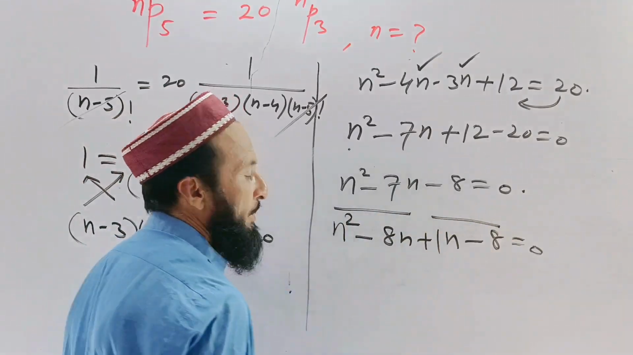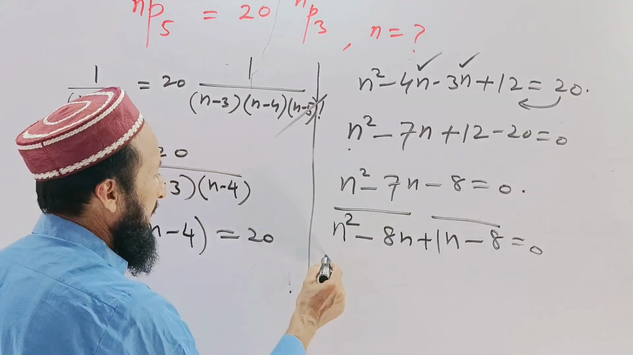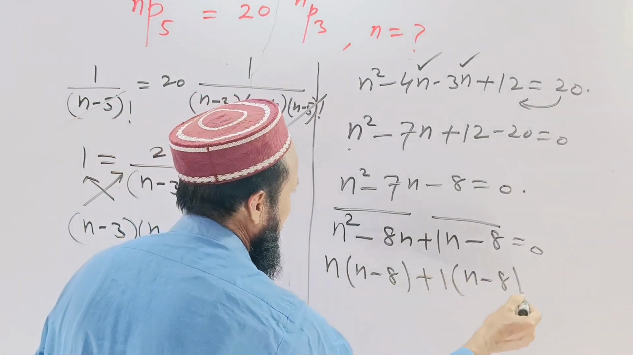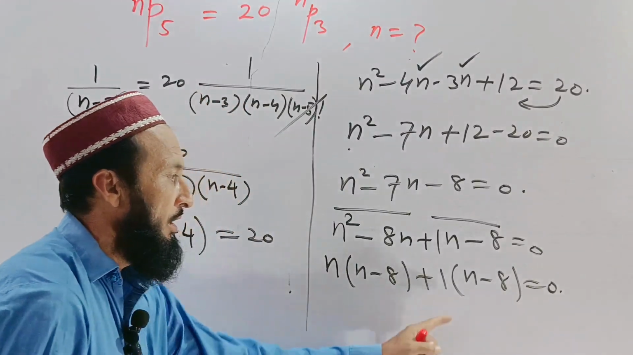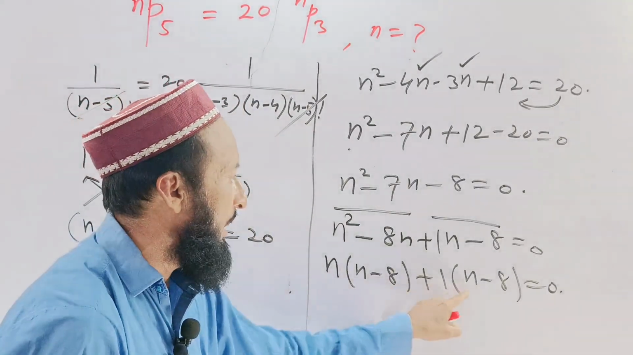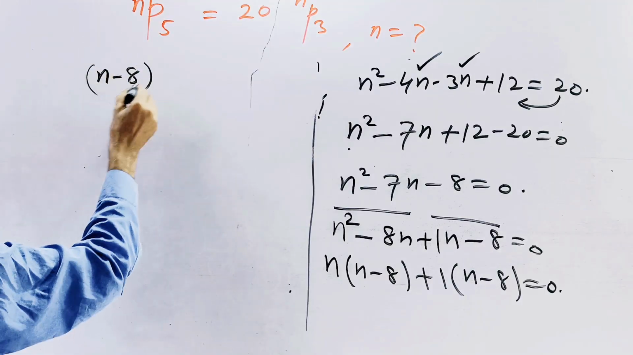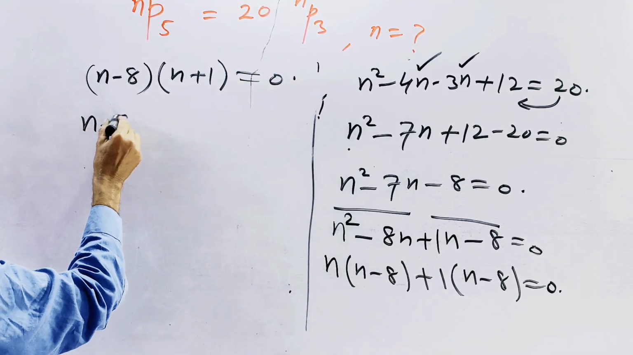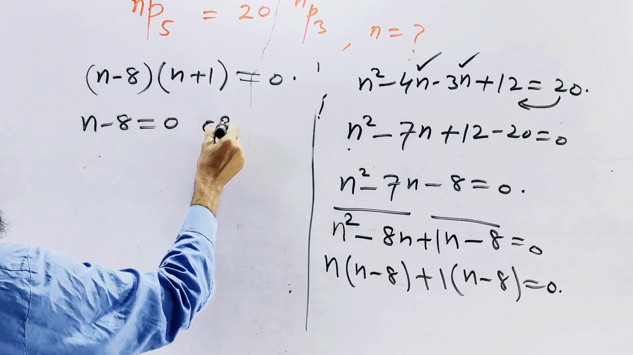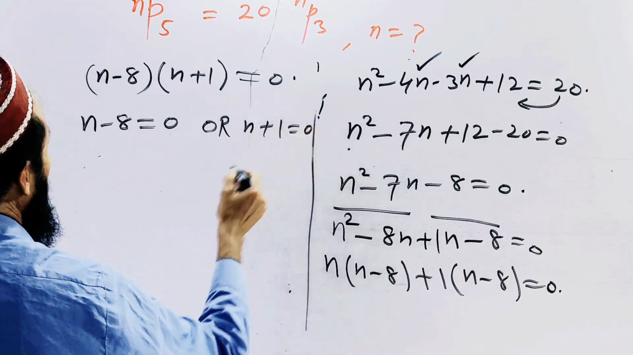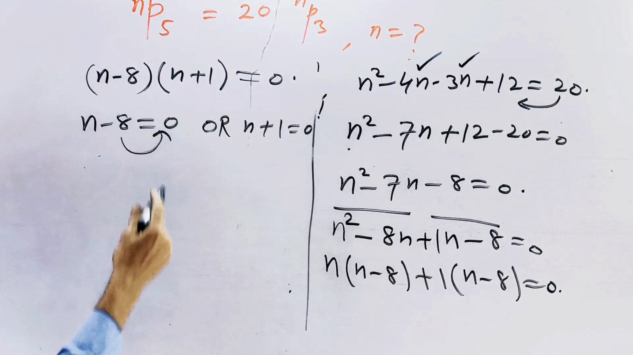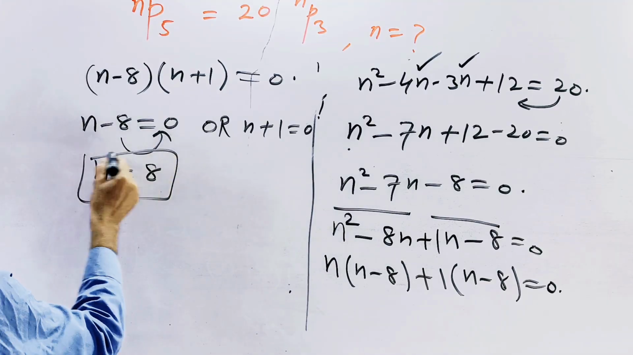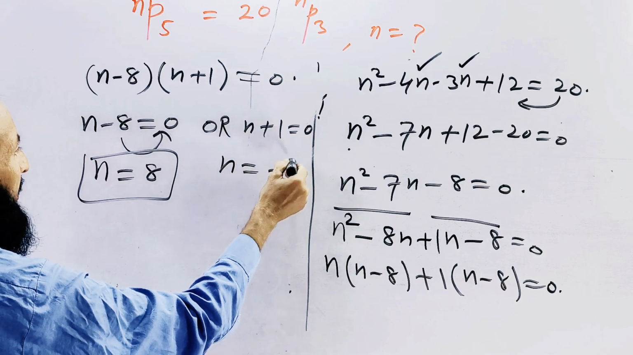Now we make pairs. Here n is common, and n minus 8 plus 1 is common, n minus 8. It must be remembered in the factorization method that these 2 pairs must be the same. So (n minus 8) times (n plus 1) is equal to 0. This means n minus 8 is equal to 0 or n plus 1 is equal to 0. We transfer this to the right side, so the sign also changes: n is equal to 8, or n is equal to minus 1.